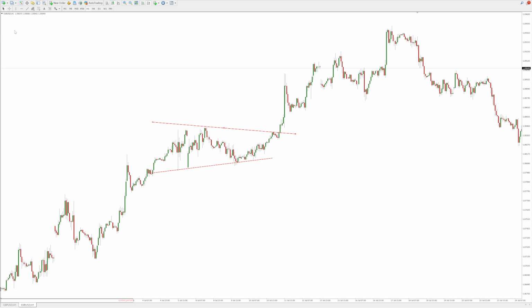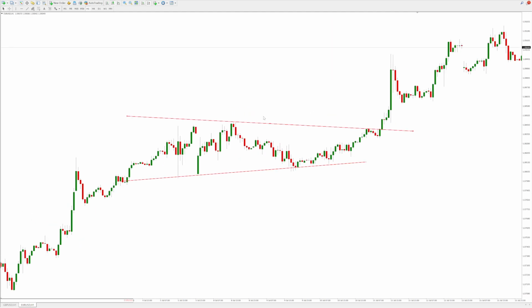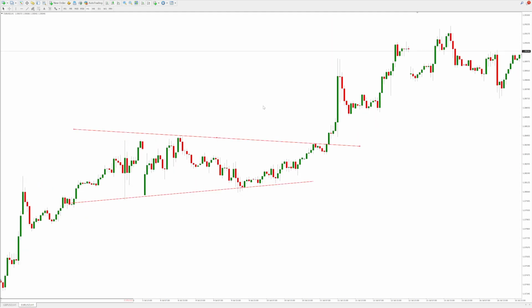I'm trading the euro dollar 1 hour chart here. I like to use the 1 hour charts and above, sometimes the 4 hour and the daily, just because I find their signals tend to be more reliable. This is primarily due to the fact that there's more price data contained within them. And it also means less time watching the charts, which is great.